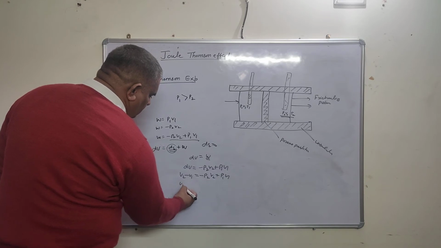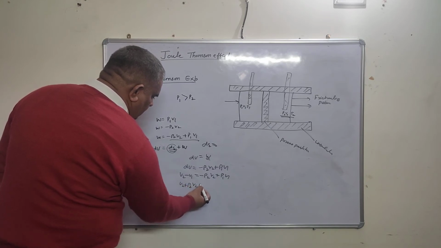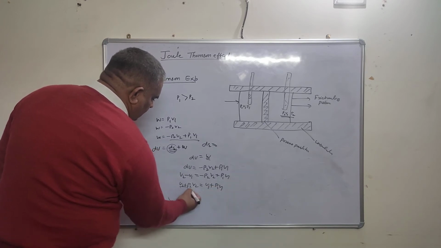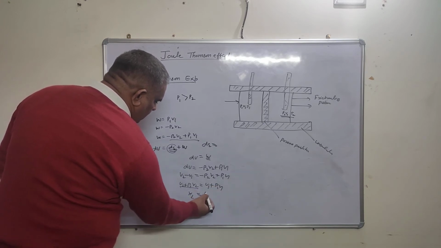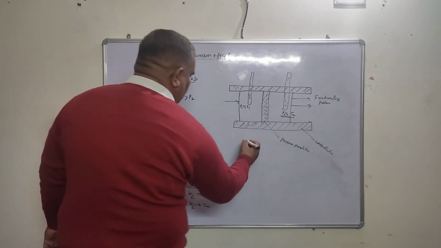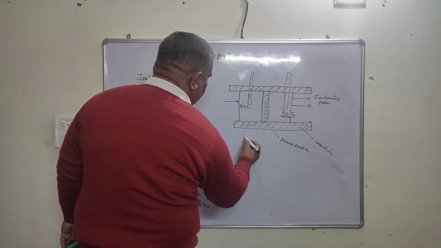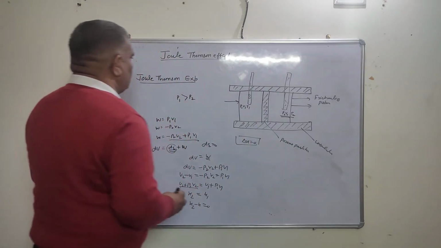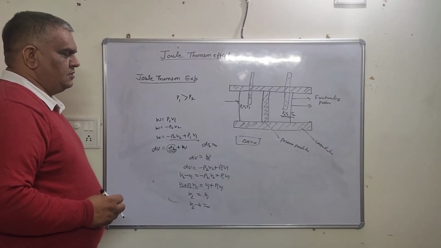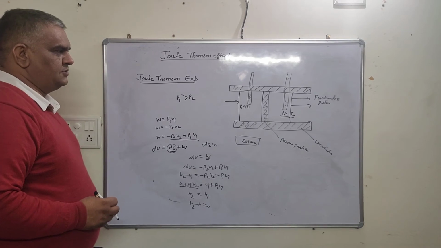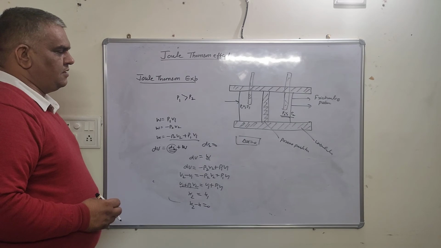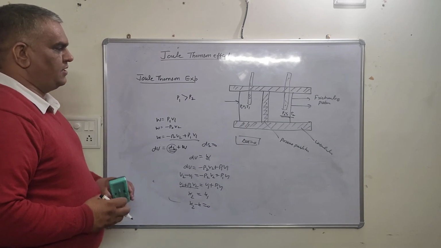Bringing this to one side, it becomes U2 plus P2 V2, and on the other side U1 plus P1 V1, and this is enthalpy. H2 equals H1, and H2 minus H1 equals 0, so delta H equals 0. So we can say the Joule-Thomson effect is an isoenthalpic process. The enthalpy of the system remains unchanged when gas expands adiabatically through a porous plug or fan hole.